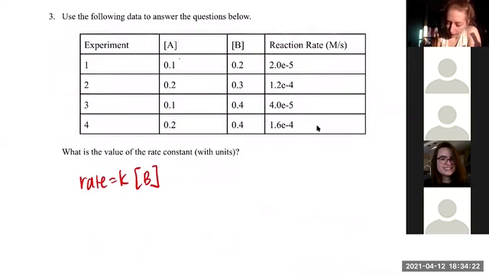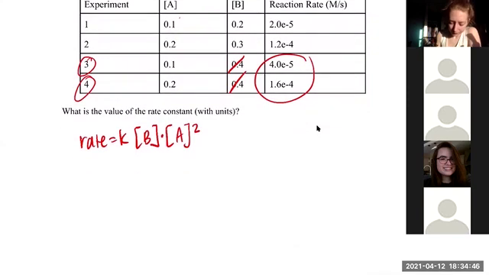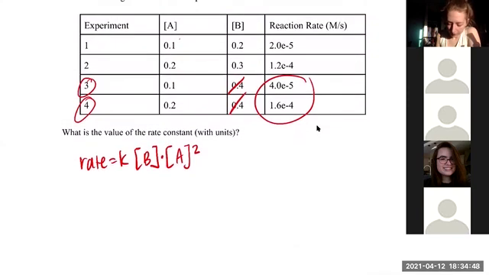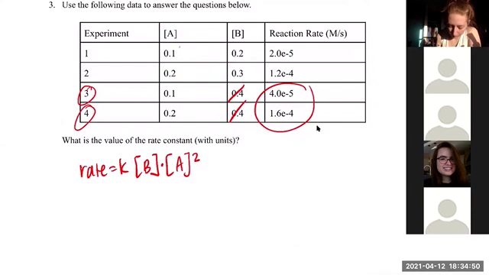Let's isolate reactant A and see where B is constant, and that would be experiments 3 and 4. And we see not only is it doubling, it's quadrupling, right? The rate is increasing, sorry, 4 times, and we know that's going to be second order. Okay. Then all we need to do is find the rate constant and input those values. So I'll just choose experiment 1.